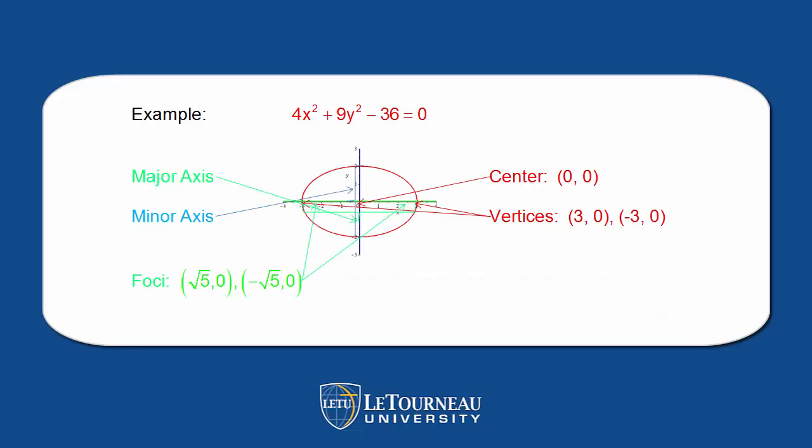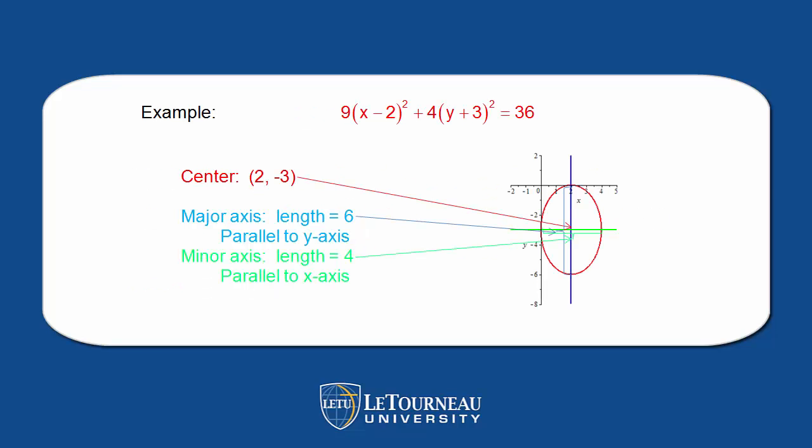The chord joining the vertices is the major axis, and its midpoint is the center. Notice we have an example here of 4x squared plus 9y squared minus 36 equal to 0. Hopefully you can see where the center is, where the vertices are, where the foci are, and, by the way, we're not going to worry about them, where the major and minor axes are located. Just look for the color scheme. Hopefully that helps.